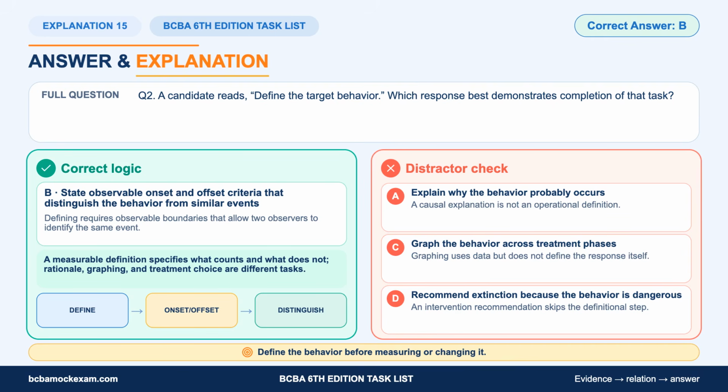Rationale, graphing, and treatment choice are different tasks. The STEM does not support the idea that the option that sounds most clinical may still skip the exact verb. A. A causal explanation is not an operational definition. C. Graphing uses data but does not define the response itself. D. An intervention recommendation skips the definitional step. Define the behavior before measuring or changing it.